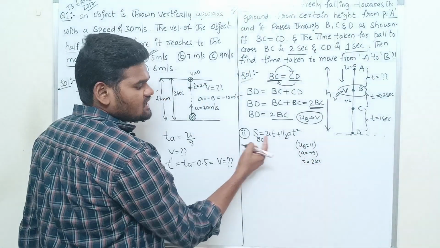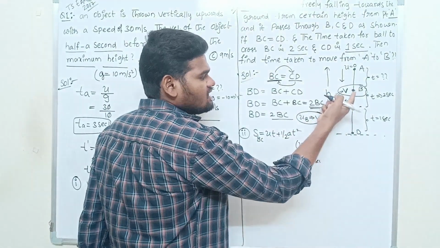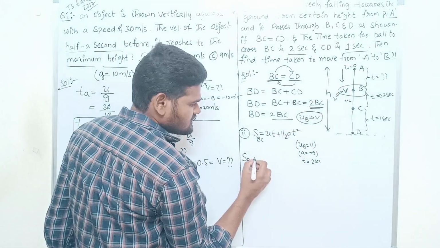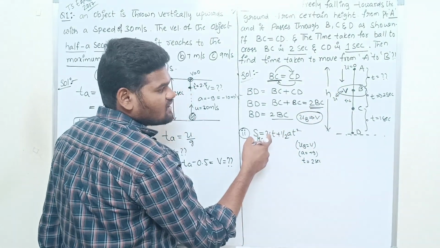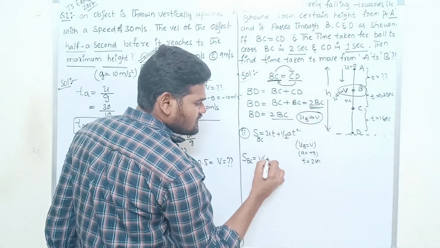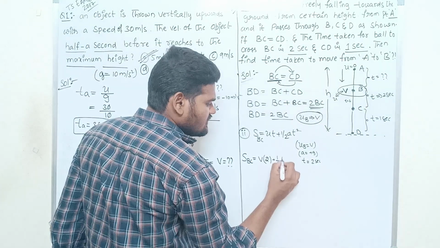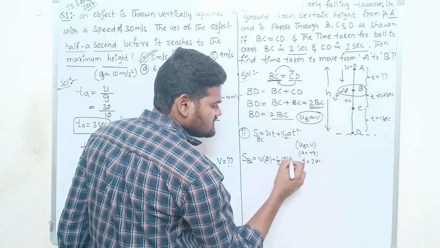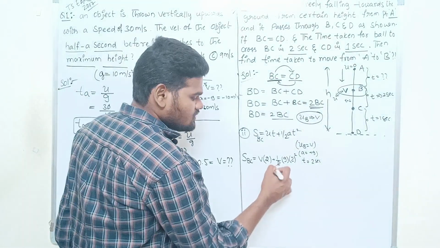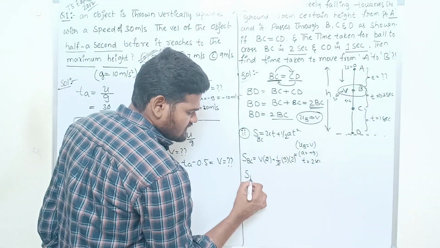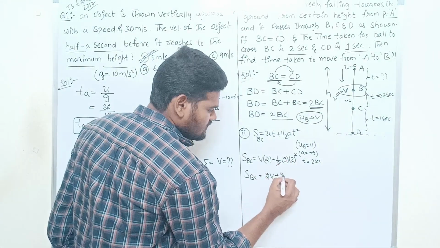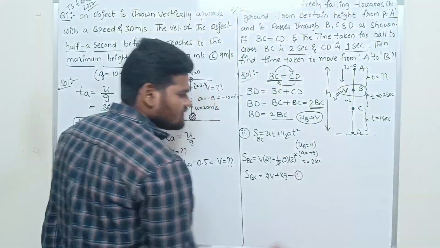Just substitute all these things and we will get the displacement between B and C. The displacement between B and C is equal to ut plus half at square. What is the initial velocity of the object? V. What is the time taken to cover BC distance? 2 seconds, plus half. A is what? Acceleration due to gravity G, and T is 2 square. So here 2 is there, these two get cancelled out, and the displacement between B and C is equal to 2V plus 2G. Say this is equation number 1.